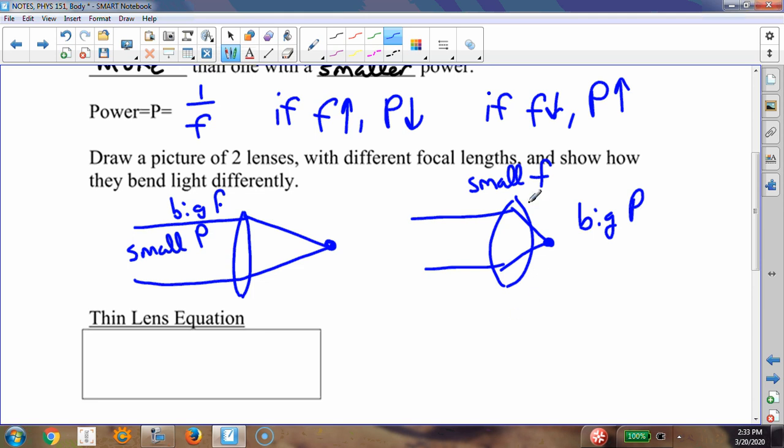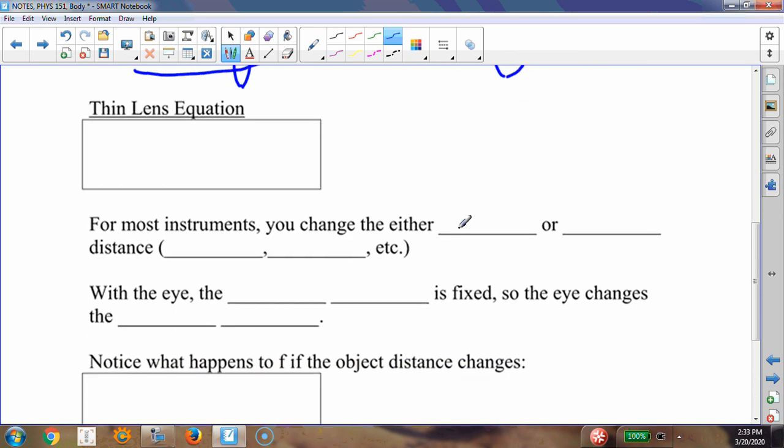Okay, so let's go ahead and look at the thin lens equation. The thin lens equation is this, and I'm going to show you what you need to know about this, so don't freak out about it. 1 over DO plus 1 over DI. First of all, let me define to you what DO and DI are.